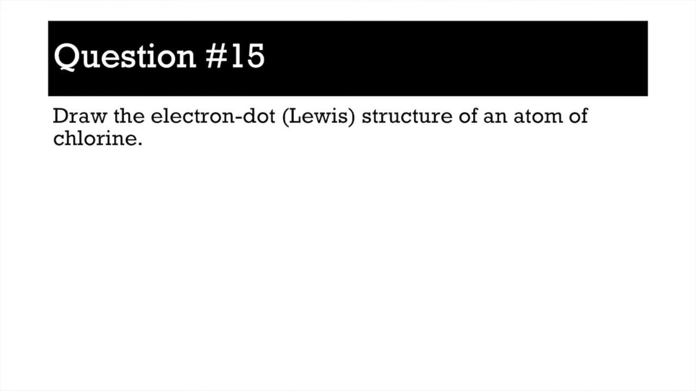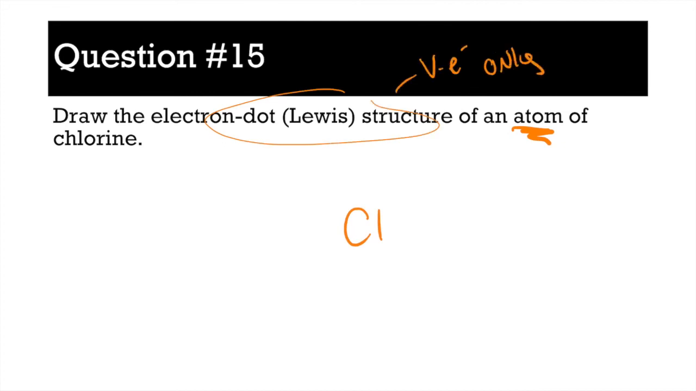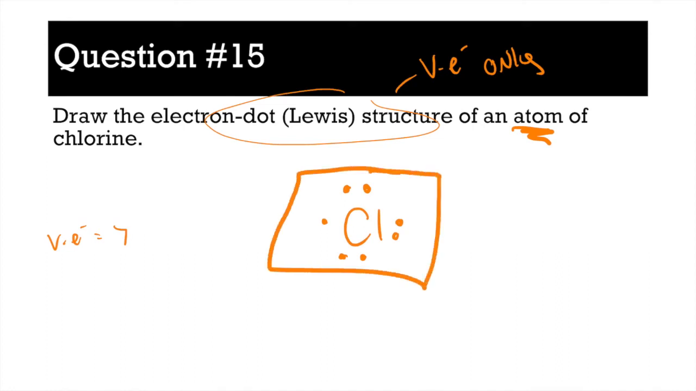Okay, number 15. Number 15 says draw the electron-dot or Lewis structure of an atom of chlorine. So chlorine is Cl. So again, Lewis dot structures have valence electrons only. So chlorine has 7 valence electrons. And so when you're drawing your valence electrons, like we had said before, one on top, one on the right, one on the bottom, one on the left, and then again, 1, 2, 3, and that's it. You're just drawing those 7 dots. This is your final answer.